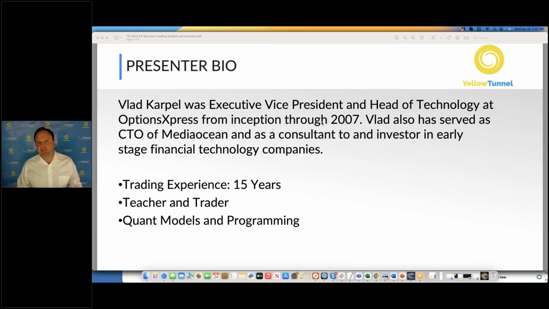One of the main differences between Yellow Tunnel and maybe other services is that we are data-driven, analytics-driven. We have artificial intelligence tools that help us with finding trends, finding key support and resistance levels, and provide signals using neural networks. And I've been managing and trading my own money for over 15 years.